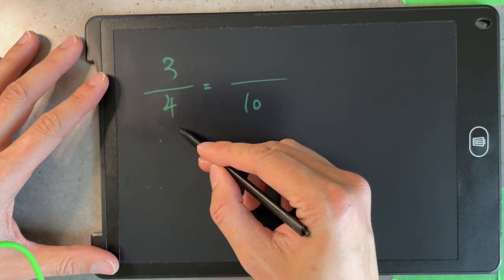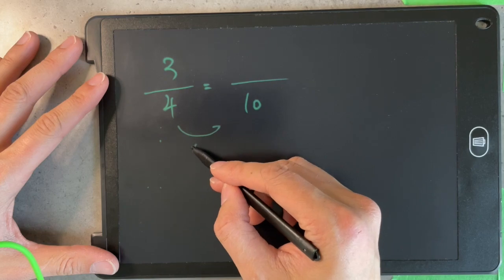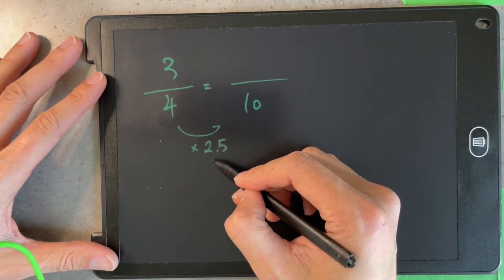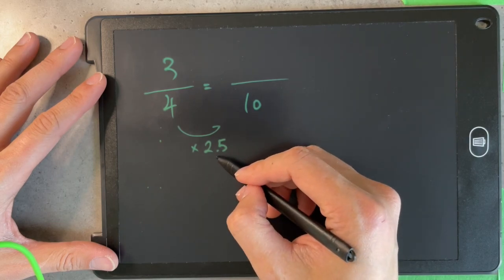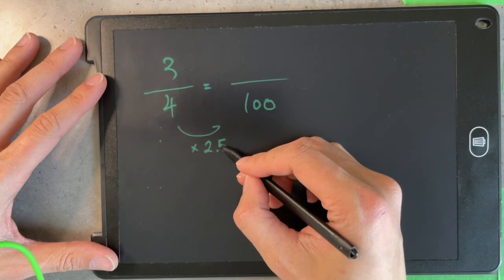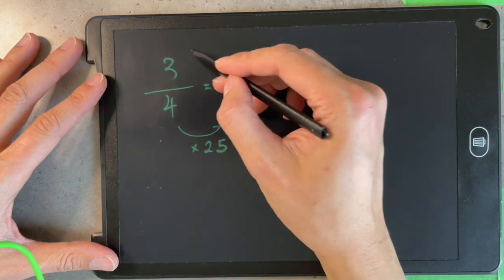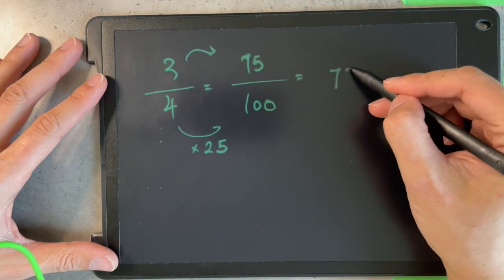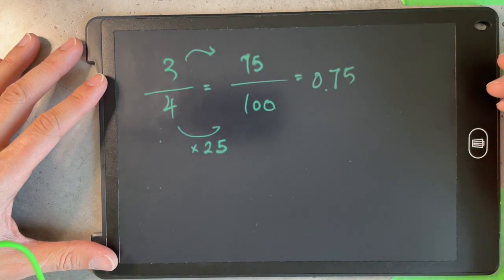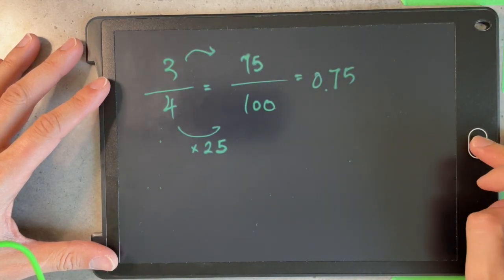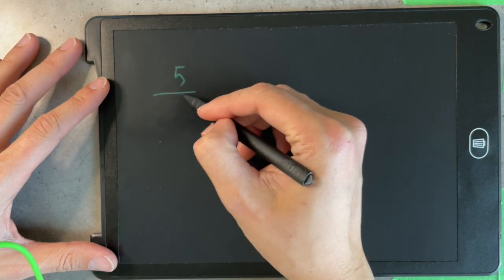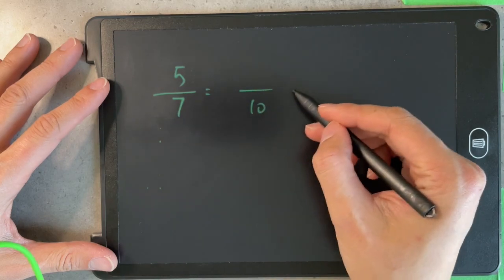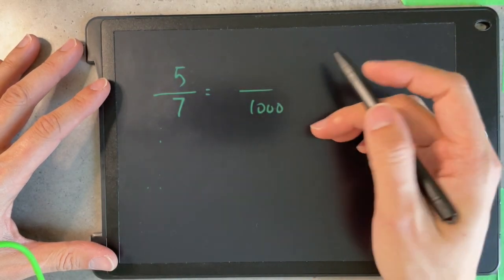Since it's going to be a decimal, you should use 100, so the 3 over 4 becomes 75 over 100, and now that is 0.75.